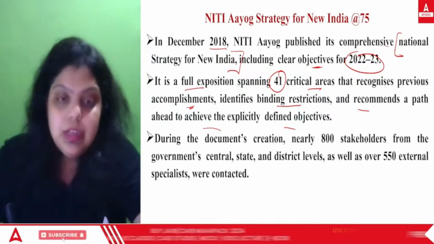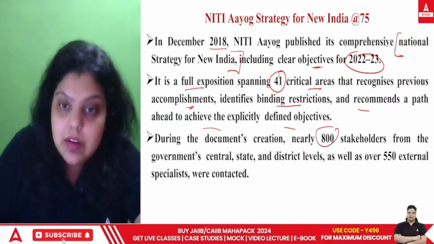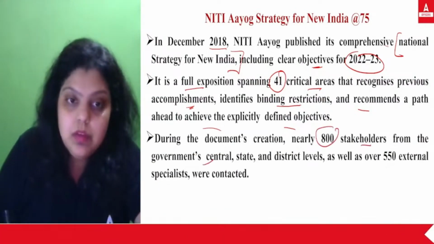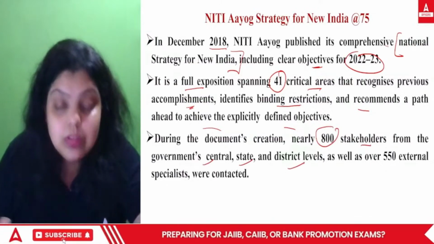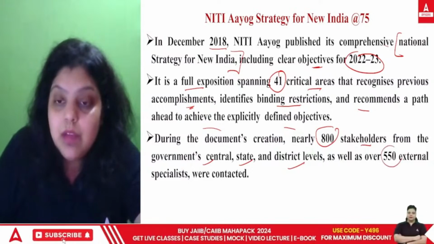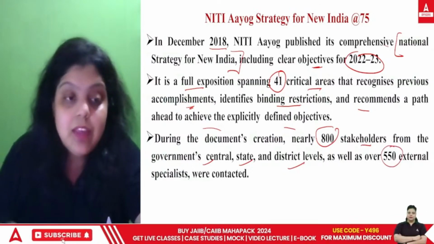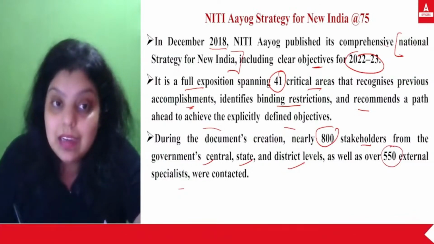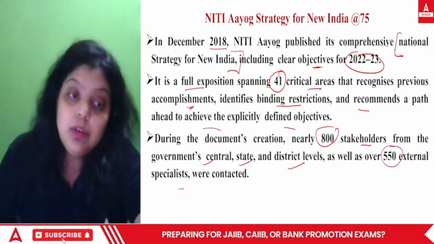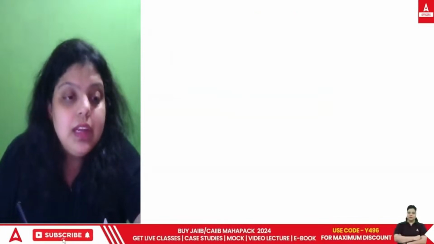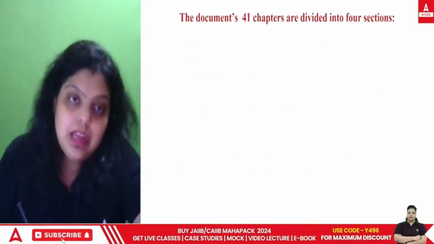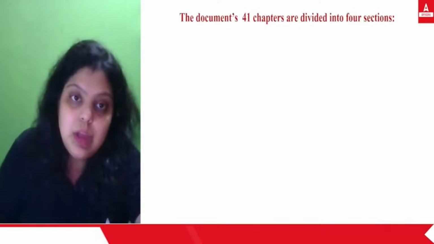Okay, so during the document creation, nearly 800 stakeholders from the central government, the state governments, and the district government level were consulted, as well as over 550 external specialists, at the time when this document was created by the NITI Aayog. So a lot of suggestions were taken, and after taking them, a document was created with 41 chapters.